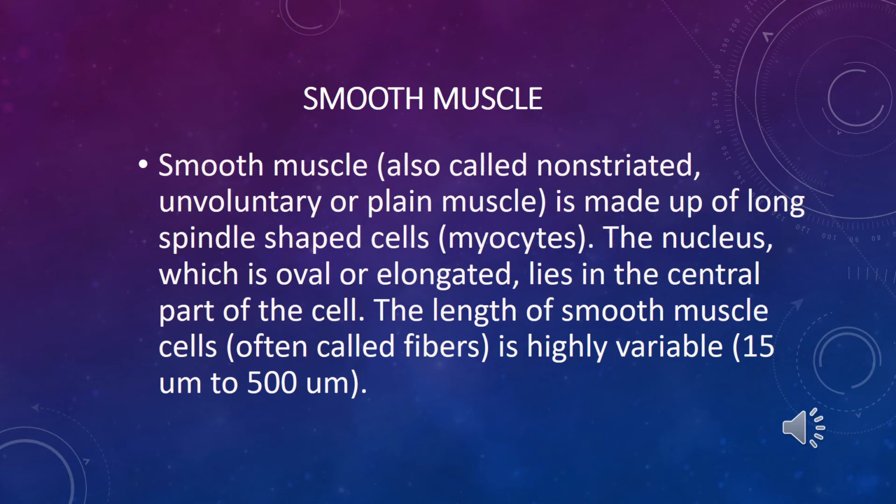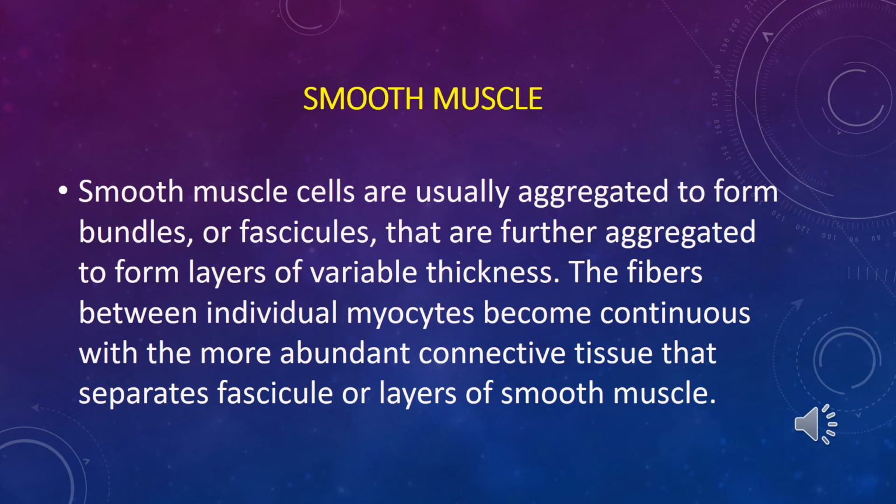The cells vary from 15 to 500 micrometers. Smooth muscle cells join and form bundles or fascicles with a special direction. The direction may be circular or longitudinal, and smooth muscle is also present in tubular organs.